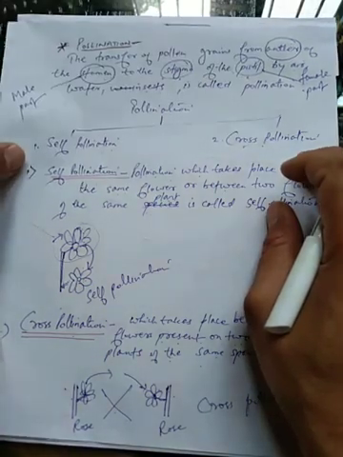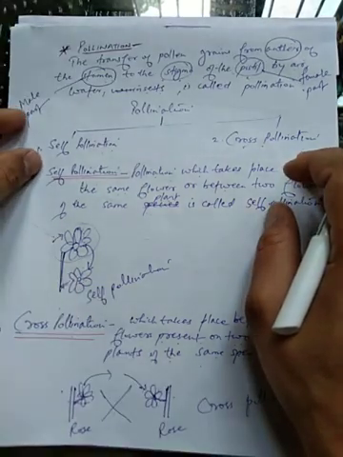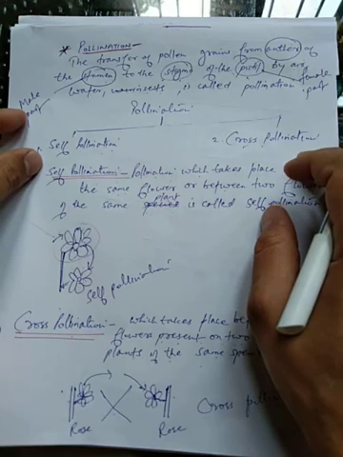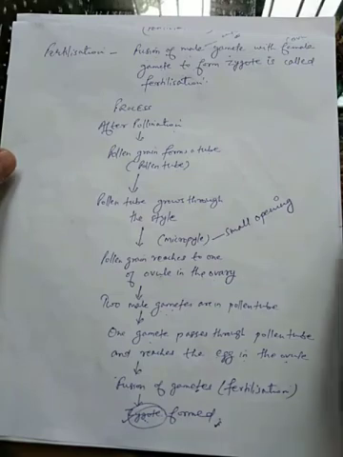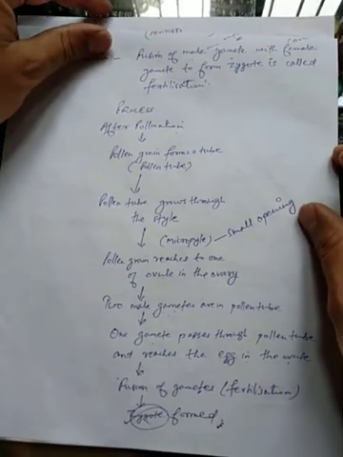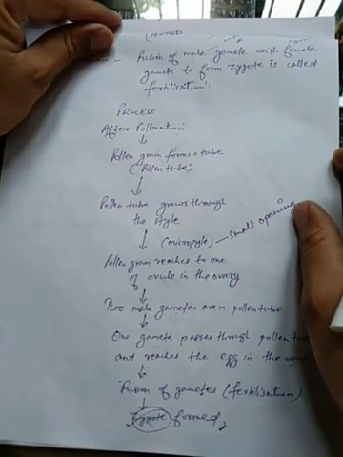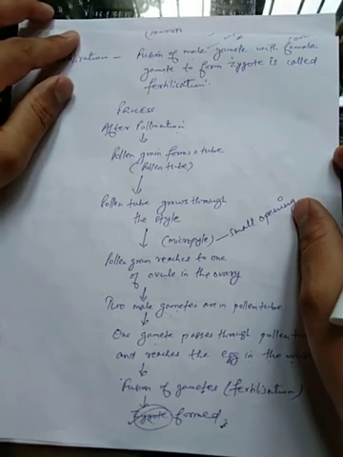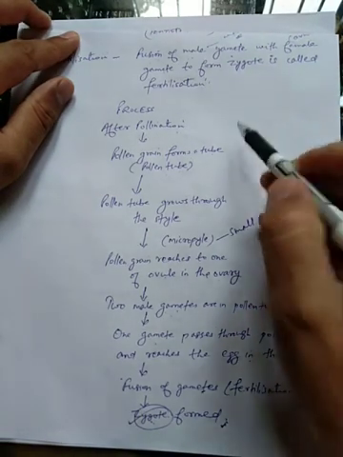Now after the process of pollination is complete, the next step which comes is fertilization. Fertilization is the fusion of the male gamete with the female gamete, and ultimately it results in the formation of zygote.